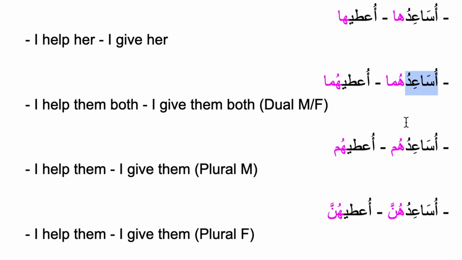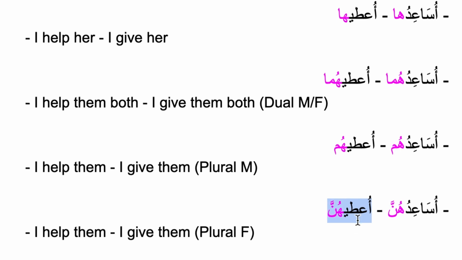Next, أساعد, أساعدهما, I help them both. أعطي, أعطيهما, I give them both, to dual male or female. أساعد, أساعدهم, I help them. أعطي, أعطيهم, I give them, to plural male. Next, أساعد, أساعدهن, I help them. أعطي, أعطيهن, I give them, to plural female.